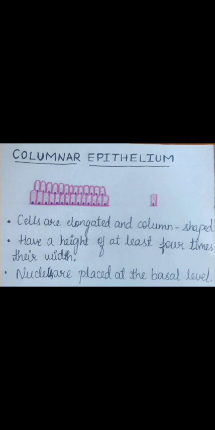Columnar cells have elongated nuclei located at the basal region, away from the luminal surface. When observed under a microscope, columnar cells appear as tall, narrow and closely packed cells.